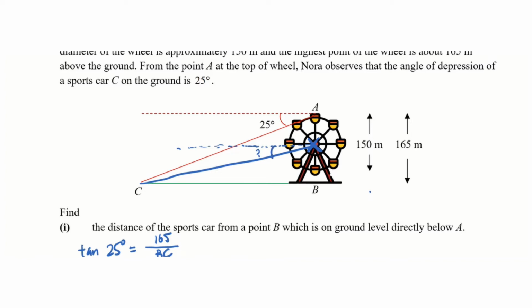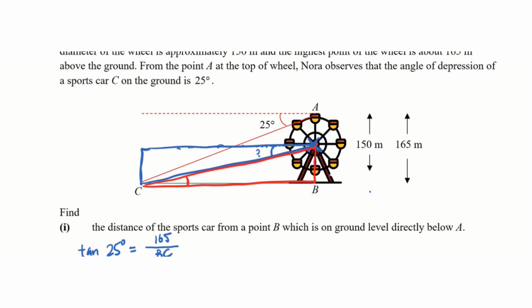Whenever we're dealing with angle of depression or angle of elevation, we will make use of right angle triangles. So we can make use of this right angle triangle if you want to. This is also possible. Or you may choose to go downwards and take this one into consideration. The angle you're trying to find is the same as this one because of alternate angles, parallel lines.